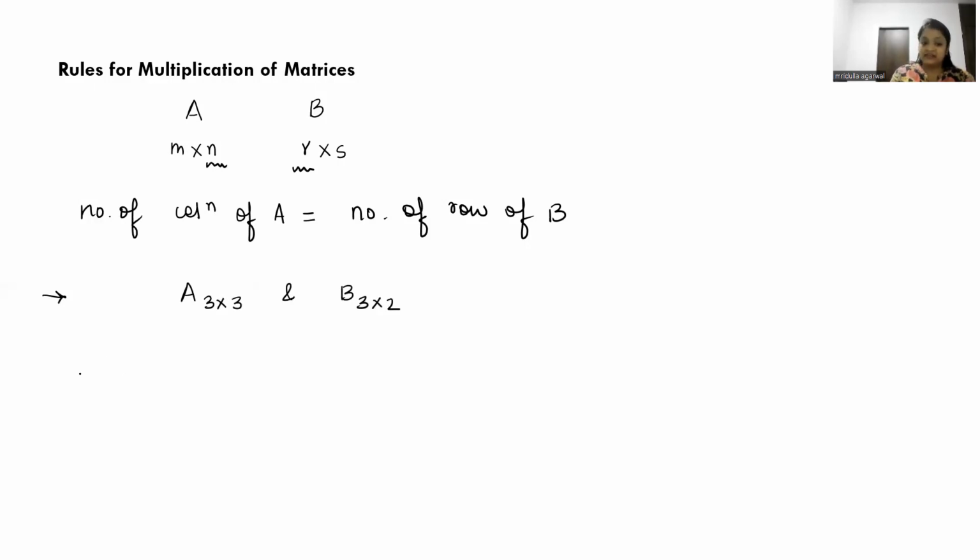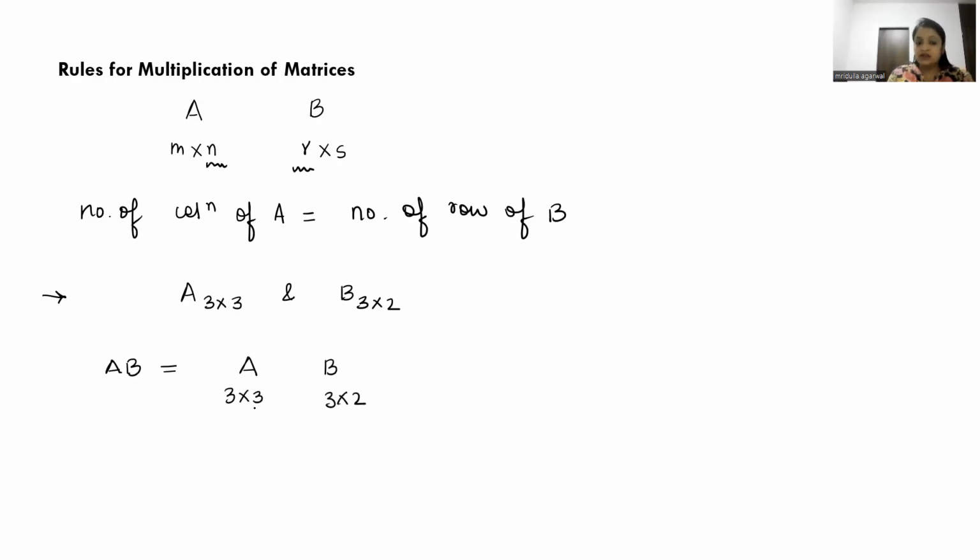First we'll check A into B. Here the position is very important. A is at the first position and B is at the second position. So first we'll check the dimension. The dimension of A is 3 cross 3, and for B, it is 3 cross 2.